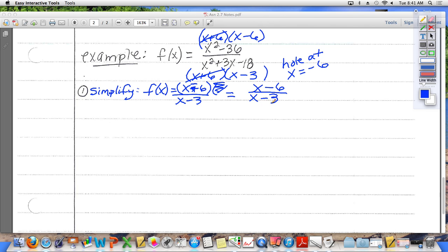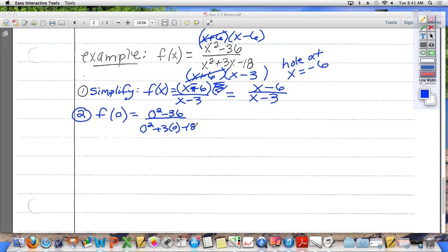Step number 2 is to find the y-intercept, which means that we need to replace our x's with 0 back in our original function. So we're going to go back to the original function, which is going to get me 0 squared minus 36 divided by, on the bottom, 0 squared plus 3 times 0 minus 18.